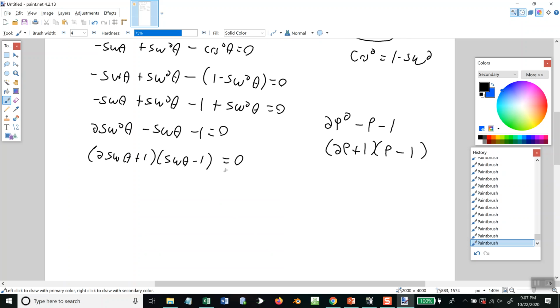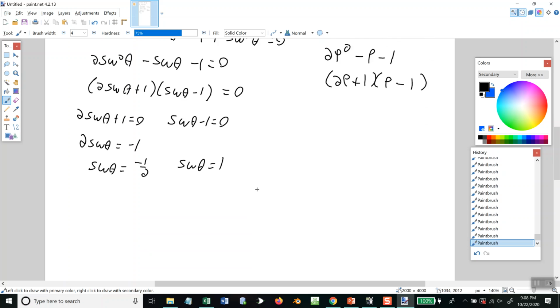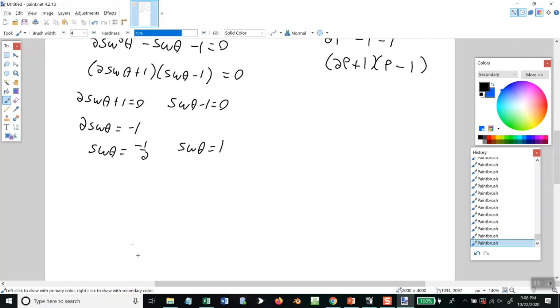Then I got 0 on this side. I factored the other side. I set each factor equal to 0. So I got 2 sine theta plus 1 equal to 0, sine theta minus 1 equal to 0. 2 sine theta is equal to negative 1. Sine theta is equal to negative 1/2. On this one, sine theta is equal to positive 1. If I look where sine is equal to 1, there's only one place. That's pi over 2.